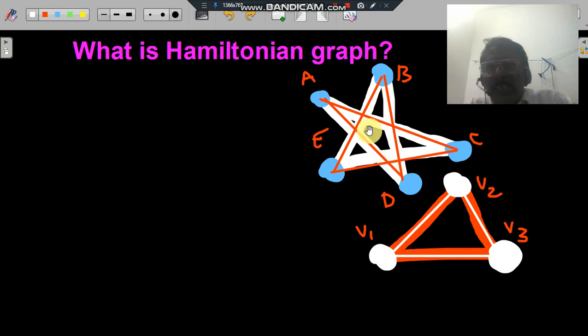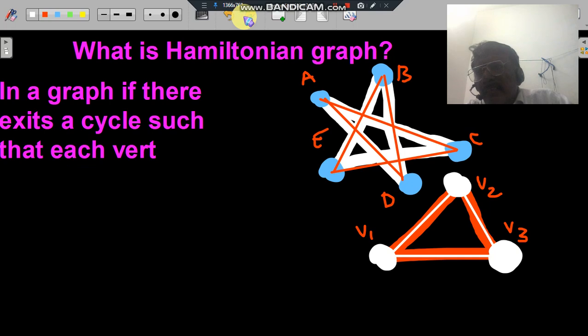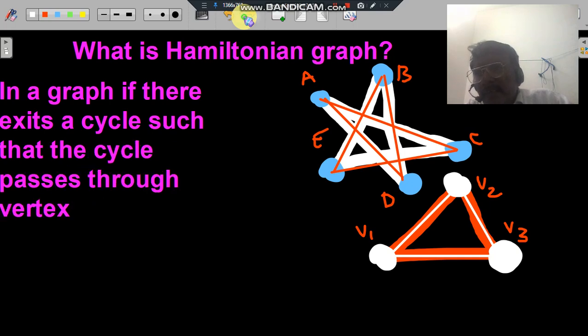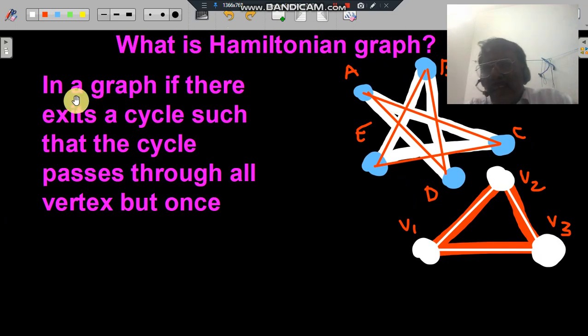Okay, so I repeat again, a Hamiltonian graph is a graph where there exists a cycle which passes through all the vertices but only once. So the definition goes like that. Look at that, this is what we have here, the definition. What is a Hamiltonian graph? In a graph, if there exists a cycle such that the cycle passes through all the vertices but only once.